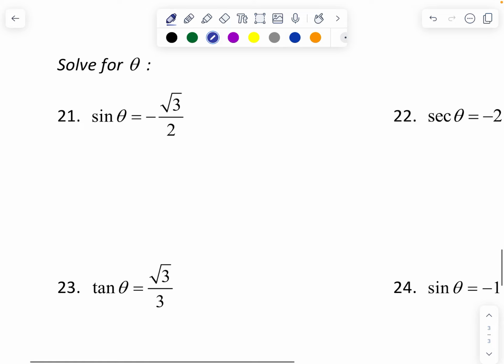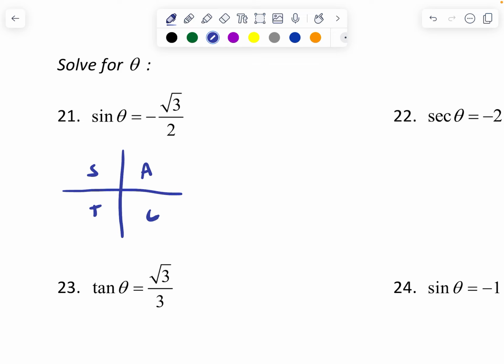These are the ones we were working on today. So these, I need to figure out what quadrants I'm going to be in. So I'm always going to start with all students take calculus, right? Okay, I want the sine to be negative. So let's see which quadrants that could be in. Sine is not negative in quadrant 1, so it can't be there. Sine is not negative in quadrant 2, so it can't be there. But the sine is, in fact, negative in quadrant 3 and in quadrant 4. So that's where my answers are going to be.